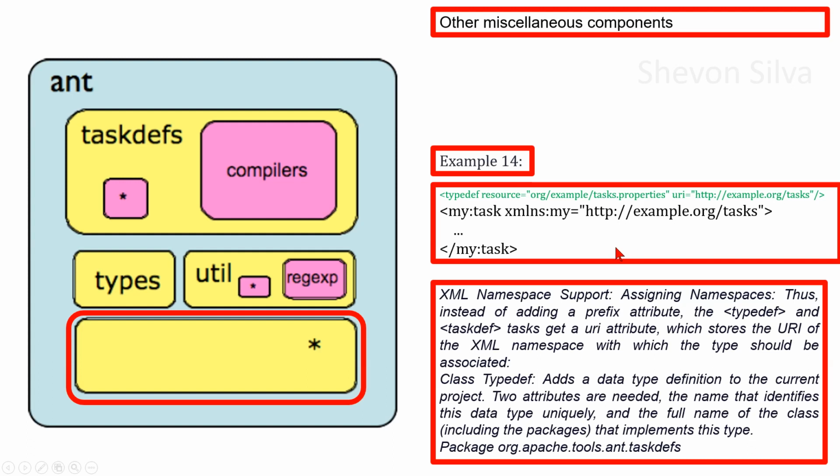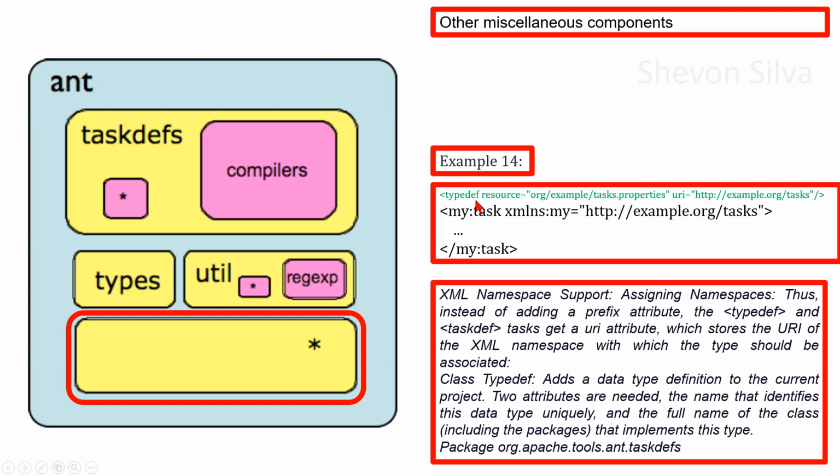Now we are considering assigning namespaces. In XML namespace support, instead of adding a prefix attribute, the typedef and taskdef get URI attributes which store the URI of the XML namespace with which the type should be associated.